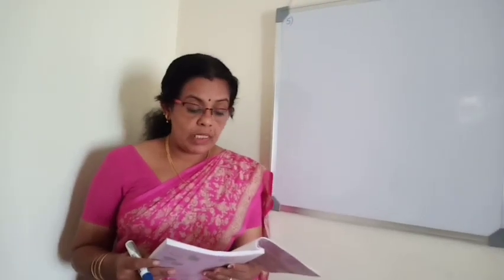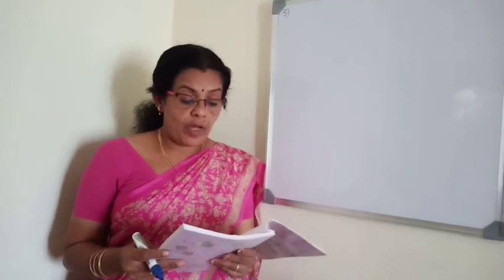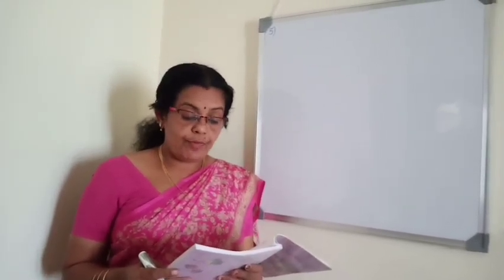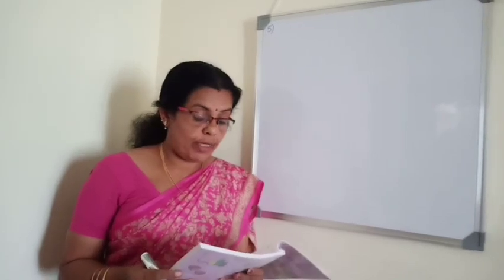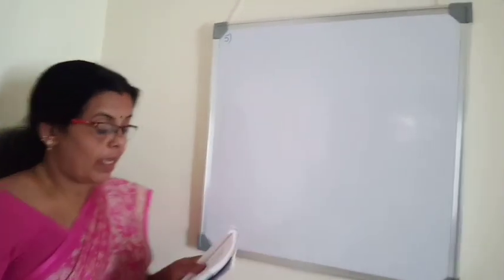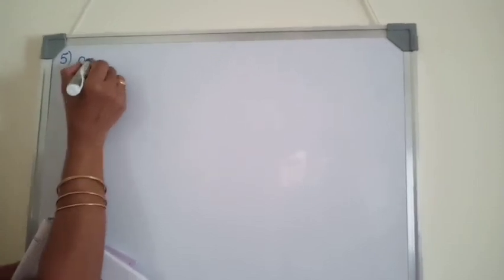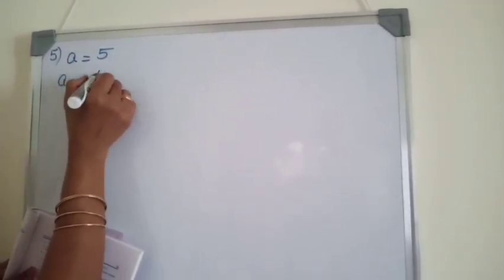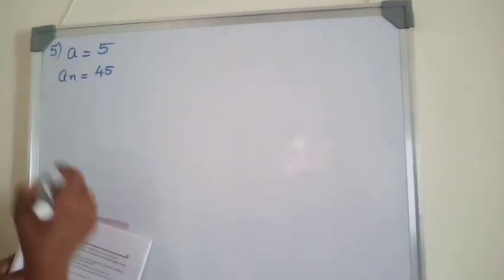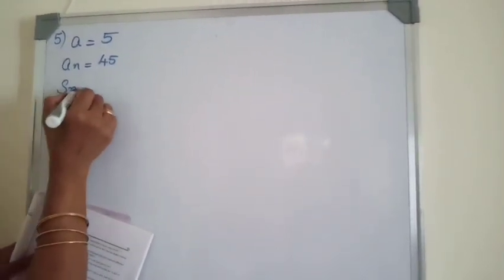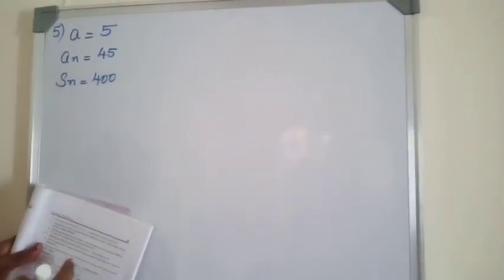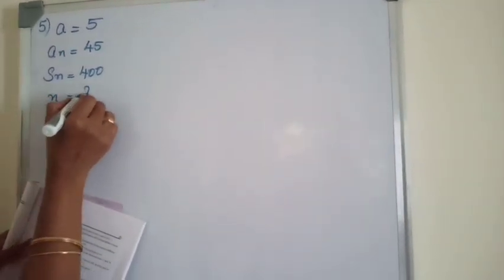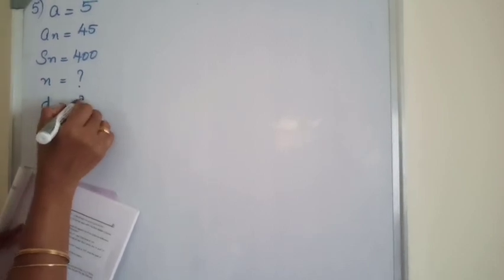The fifth question is, the first term of an AP is 5, the last term is 45, the sum is 400. Find the number of terms and common difference. First term is 5, so a equals 5, last term is 45, so an equals 45, sum is 400, Sn equals 400. Find the number of terms and common difference. Number of terms is n and common difference is d.